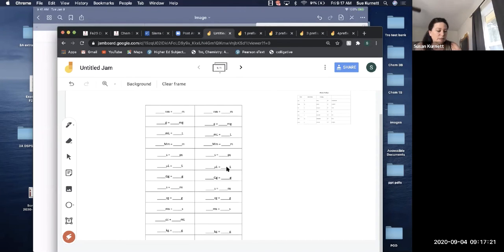Okay, so a cubic centimeter. Cubic is 3-dimensional, so length times width times height would be something like this.